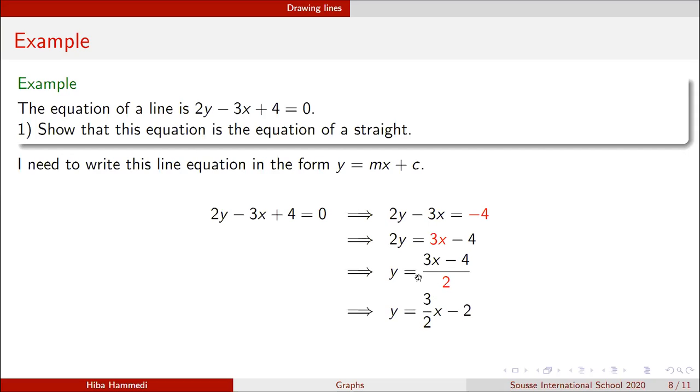Well, I can write this in a different way, since I can divide 3x by 2 and then minus 4 divided by 2. And 4 divided by 2 is equal to 2 here. So this is the new form that I got. And I can write it as y is equal to 1.5x minus 2, since 3 over 2 is equal to 1.5. So I proved that I can write it as y is equal to mx minus 2. So yes, this is the equation of a straight line.